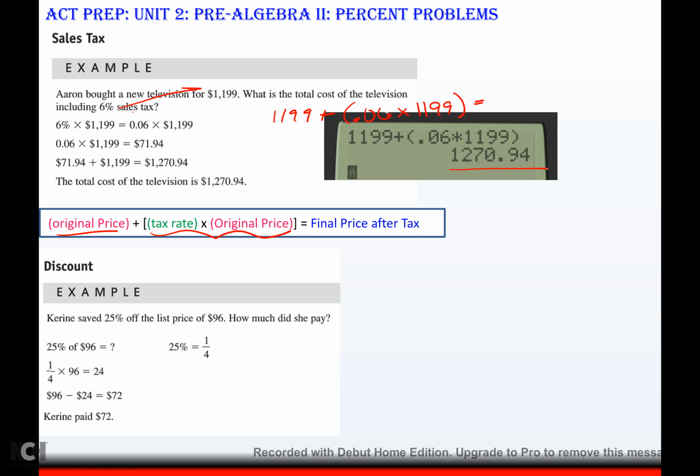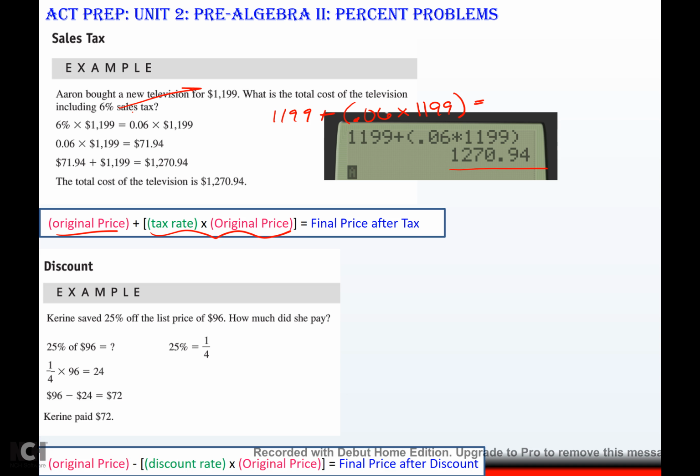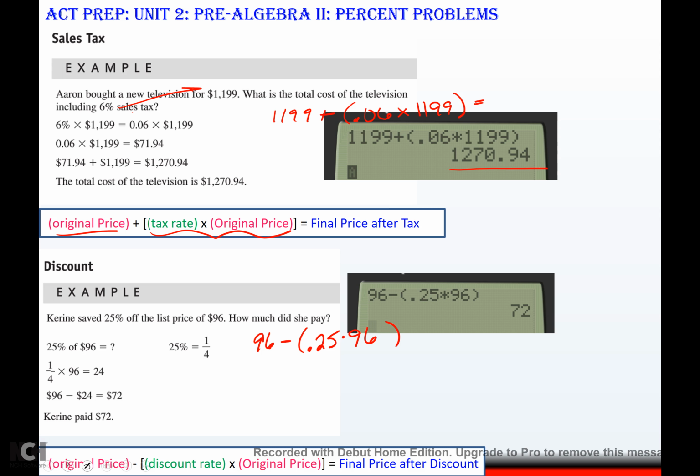Okay. Discount example. Kareen saved 25% off the list price of $96. How much did she pay? Well, your discount formula says the original price minus the discount rate times the original. My original price is $96. Take away the discount, which I have to calculate, which is 25% of 96. To write that, it's 0.25. Of is times 96. And if I type that in the calculator, I get 72.